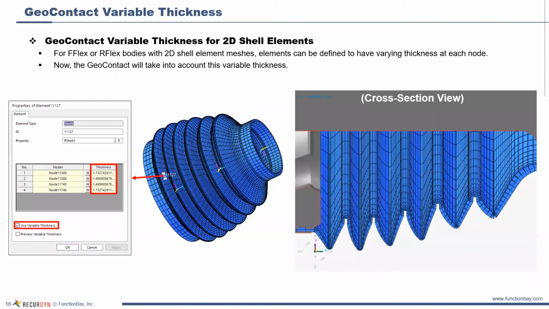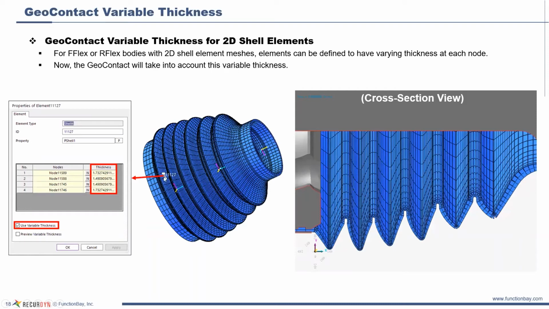The next enhancement is to the GeoContact. The enhancement is how the contact handles contact with 2D shell elements in flexible bodies. And so there are certain situations where the shell elements have a varying thickness. In fact, the thickness defined at each node can be defined individually. So that's what we're showing here.